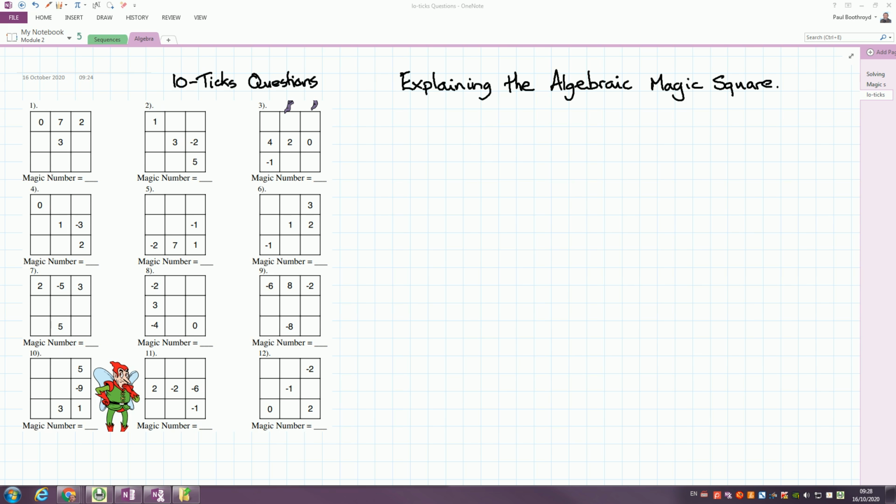Okay, there is actually a way of creating the magic squares using some algebra. You can find the formula for doing it quite easily, but I'm going to take you through the logic of how you might be able to explain why it works.